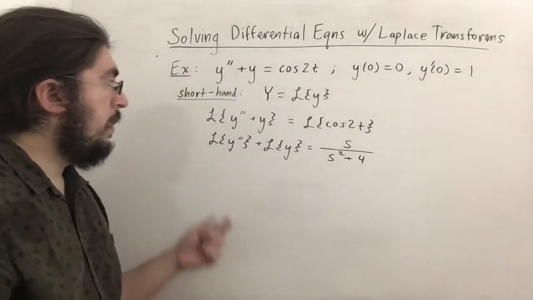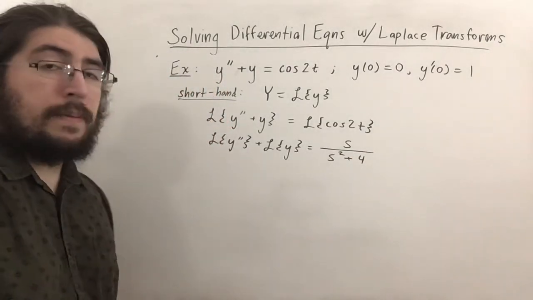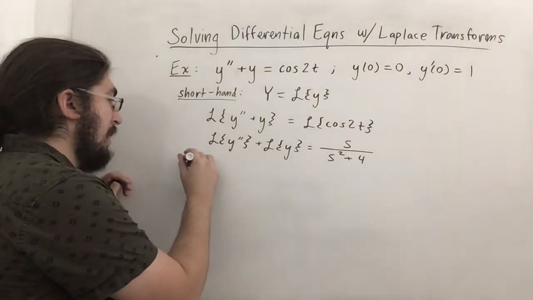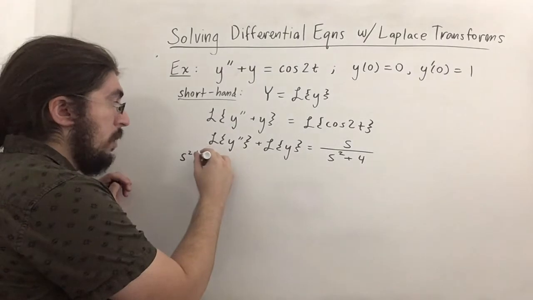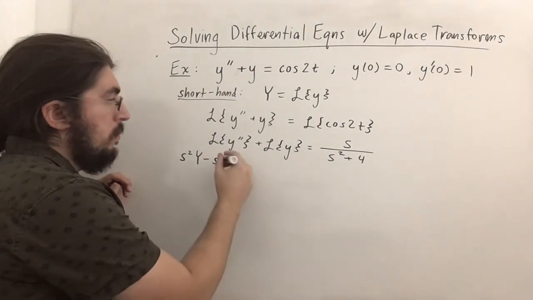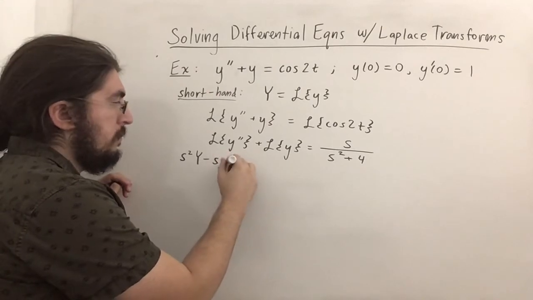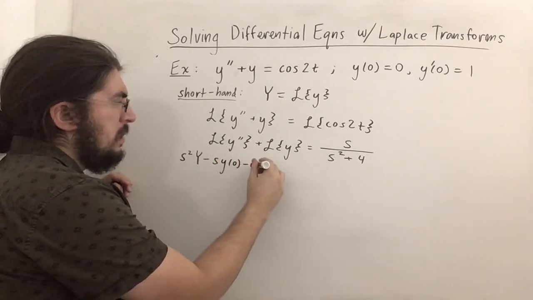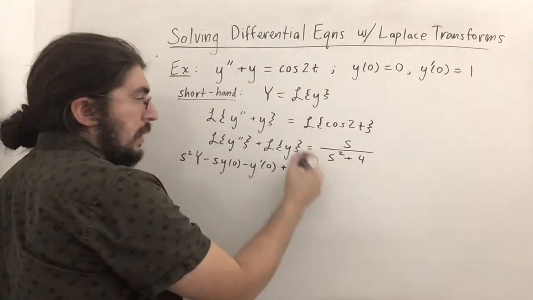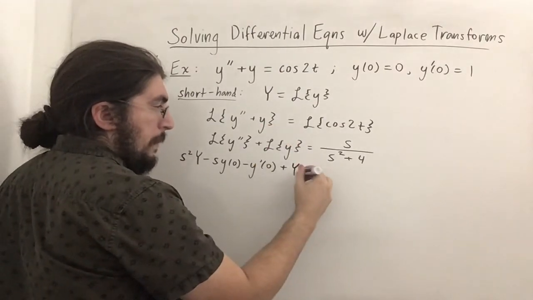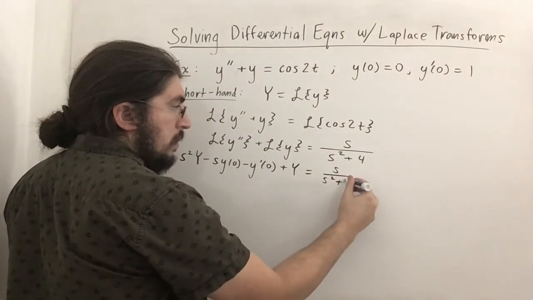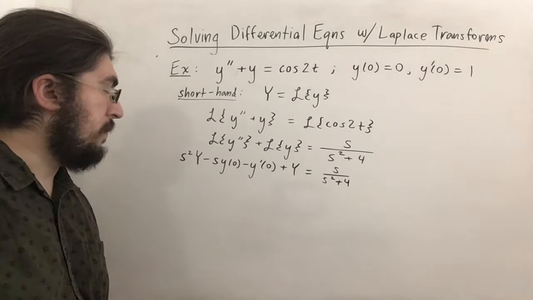There we go. Now, Laplace of y double prime, if you don't remember from the previous screen, was s squared times Laplace of y, which we call capital Y now, minus s times y of 0, minus y prime of 0. And then plus Laplace of y from this, which we're going to call capital Y. And that's again just equal to s over s squared plus 4, excuse me.